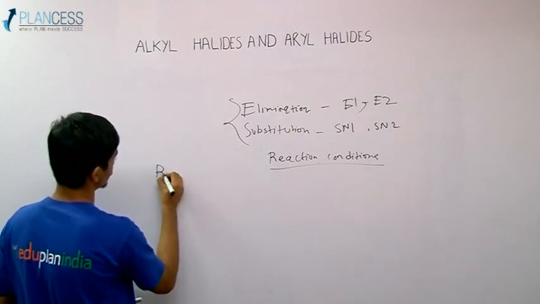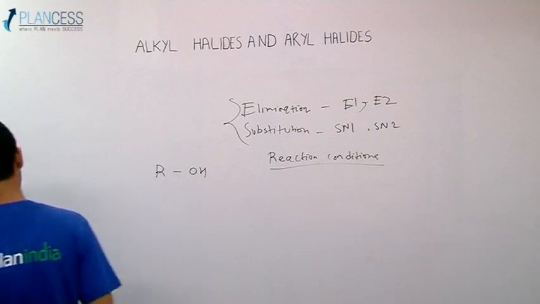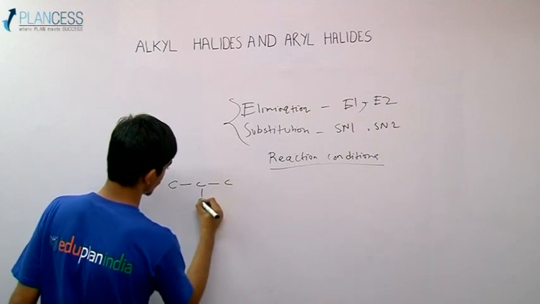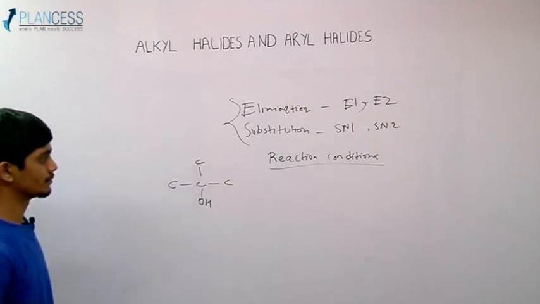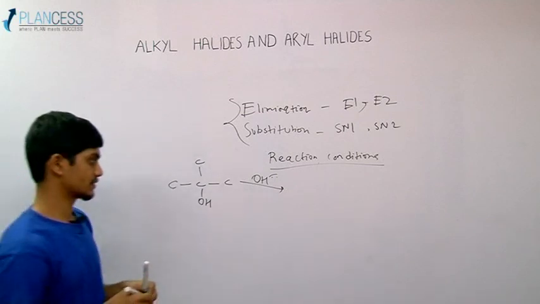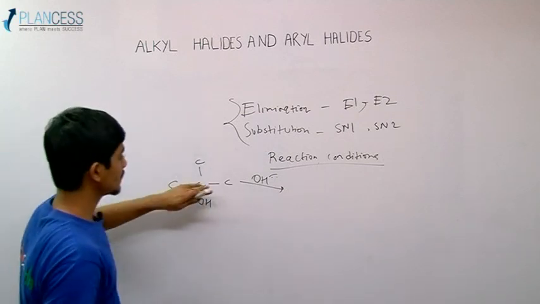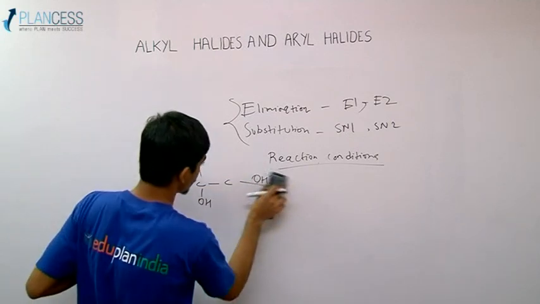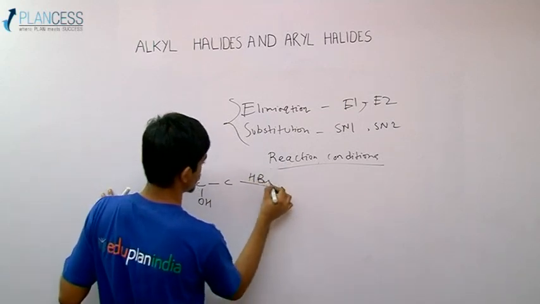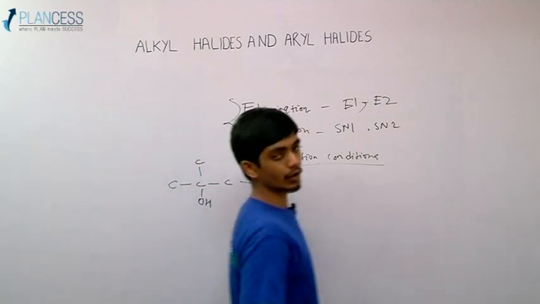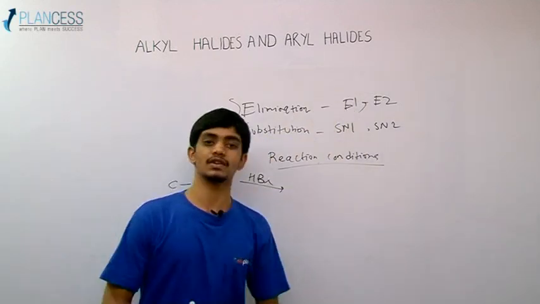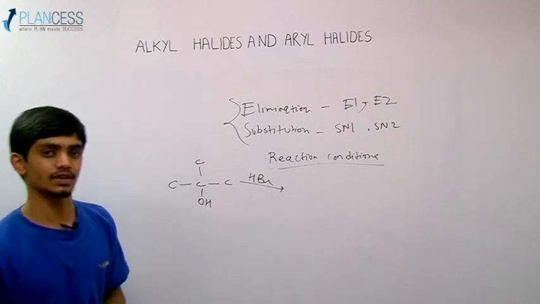For example, if you take ROH, or to be more specific, let us take a particular alcohol, C-OH, this C. Now if you add a base over here, what does this suggest? Here, what am I adding? Not a base OH minus, you add an acid which is HBr. If you take this reaction, what do you think is the major product based on the reactions which we have already studied? That is, we have studied the elimination reactions.